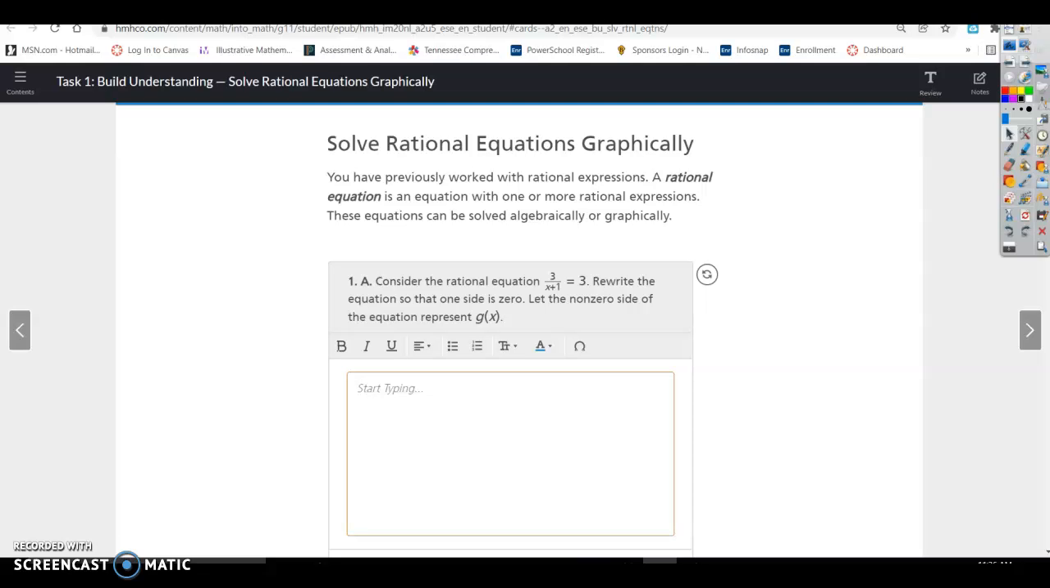Lesson 12.3, Task 1. Solve rational equations graphically. You have previously worked with rational expressions. A rational equation is an equation with one or more rational expressions. These equations can be solved algebraically or graphically.